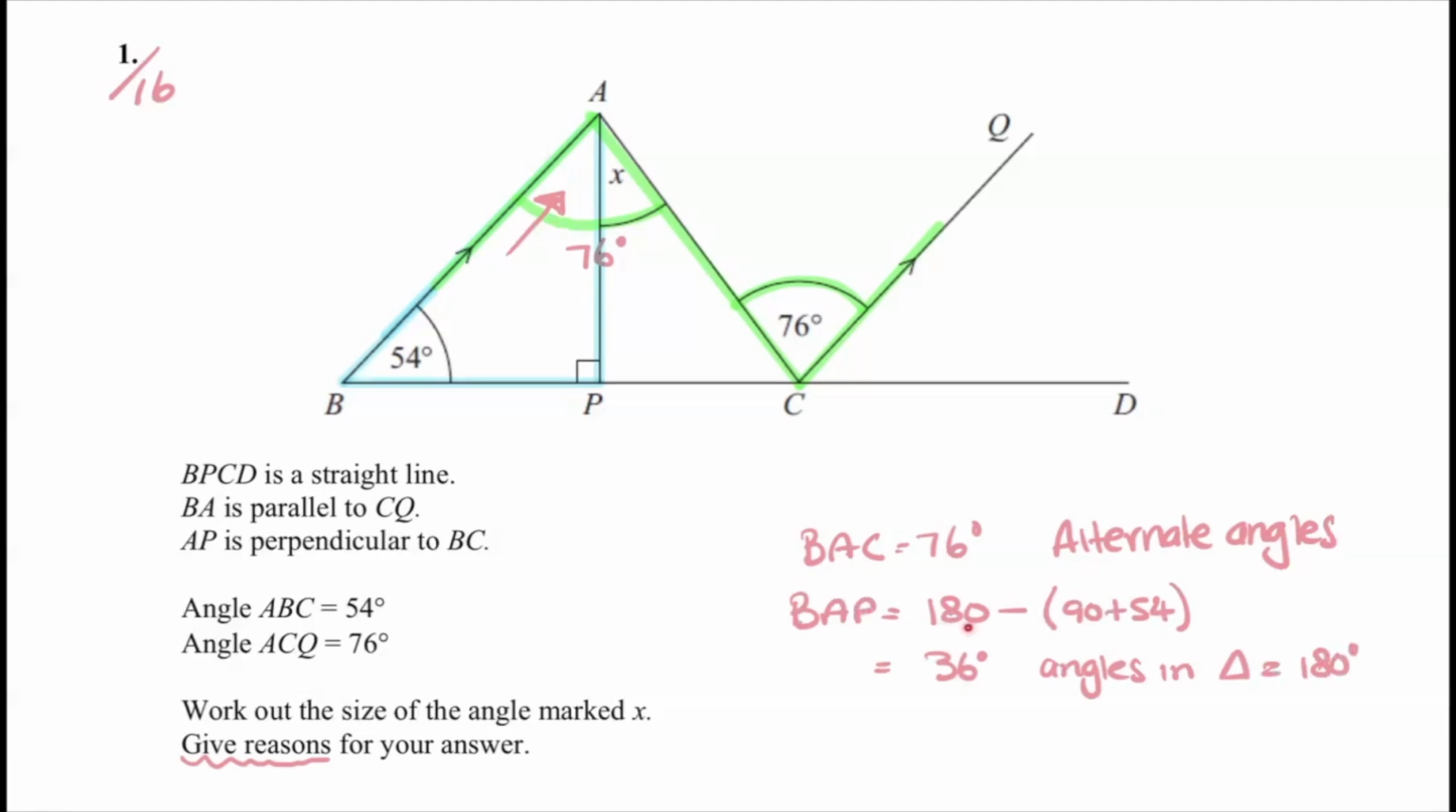So 180 for a triangle, take away the angles we know, gives us 36. And I'm marking this on the diagram so I can clearly see it. I now have everything I need to work out x. I can see that all the way across is 76. This little bit here is 36. So 76 take 36 is the maths. And that is my answer.